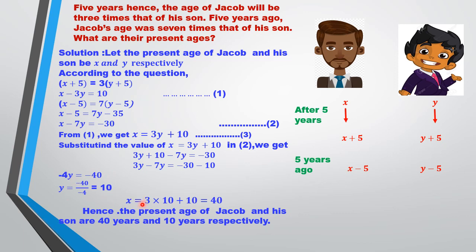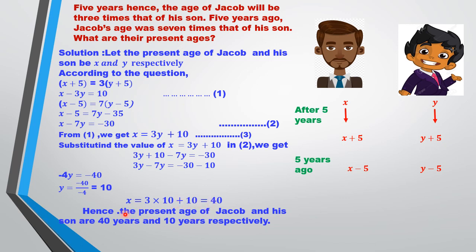Now substitute this value of y in equation 3. Always we substitute the value in equation 3. That is the easiest one of all. So it is the easiest one among the three, 1, 2 and 3. The easiest one is to substitute the value in equation 3. So here it goes. x is equal to 3 into y where y is 10. So 3 into 10 is 30, plus 10 is 40. Here it is.